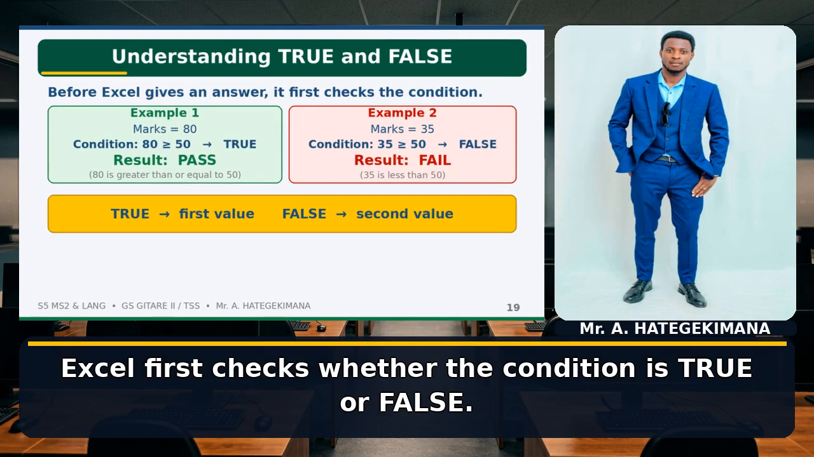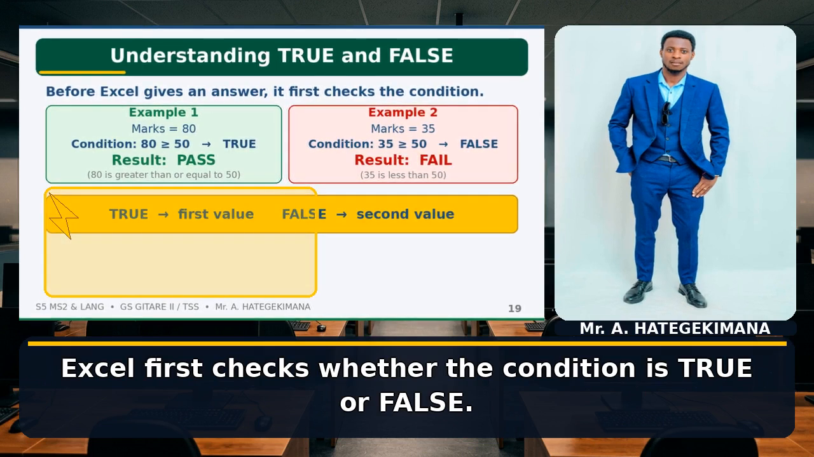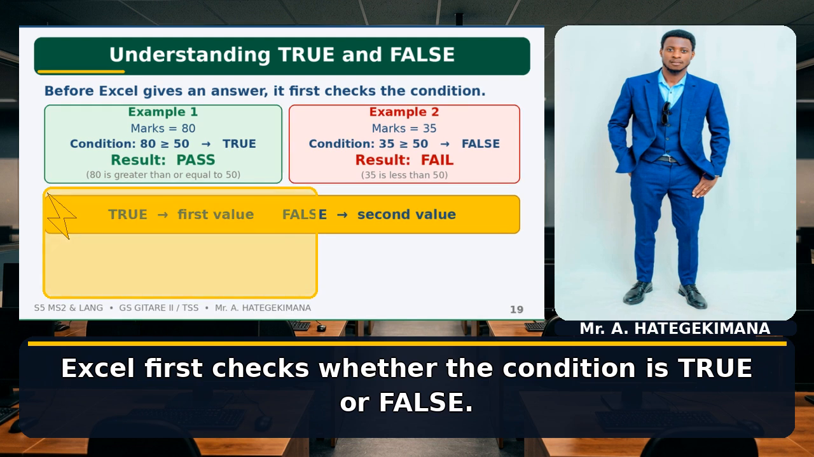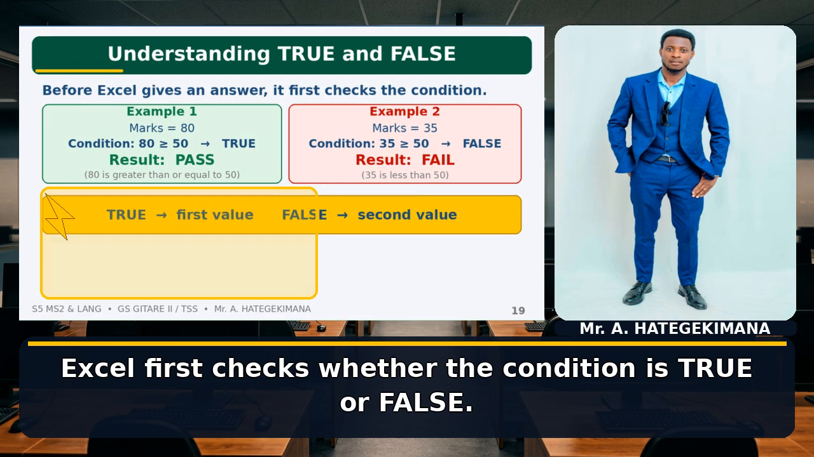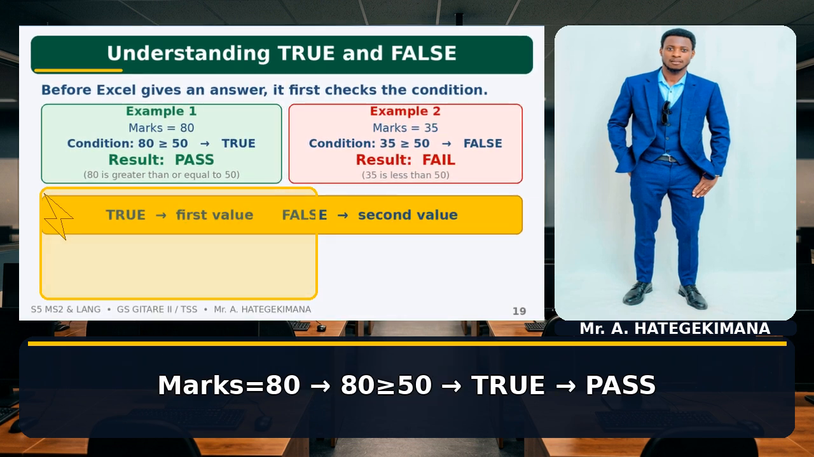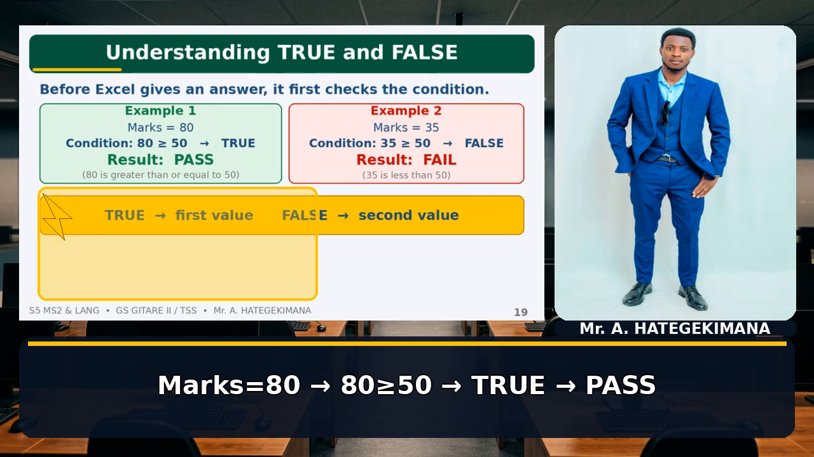Now let us understand true and false with examples. Before Excel gives an answer, it first checks whether the condition is true or false. Example 1. Suppose a student has a mark of 80. The condition is 80 is greater than or equal to 50. Is that true? Yes, the condition is true, so the result is pass.